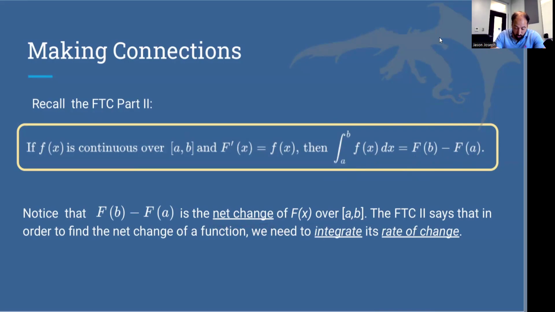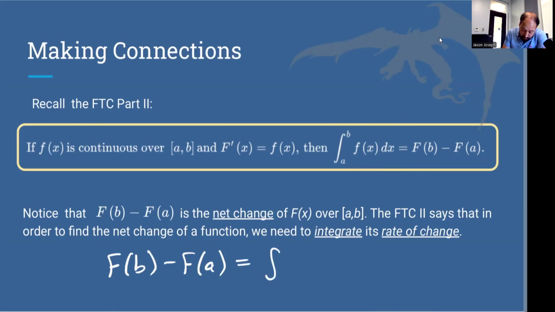And what the part two says is that in order to find the net change of big F, we need to integrate the rate of change. So from the perspective of big F, it's like I want to know what is the net change, F of b minus F of a. What I should do is integrate big F prime over that interval from a to b. So to find net change, you integrate the rate of change.